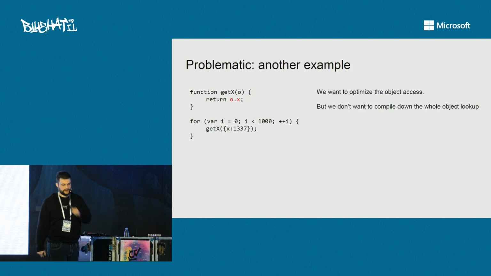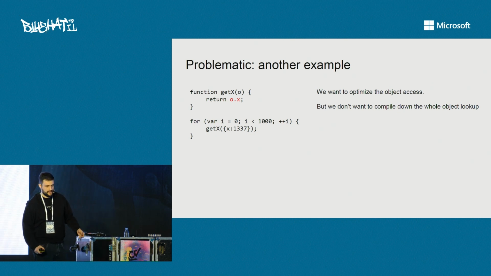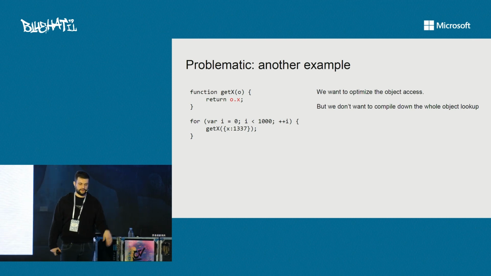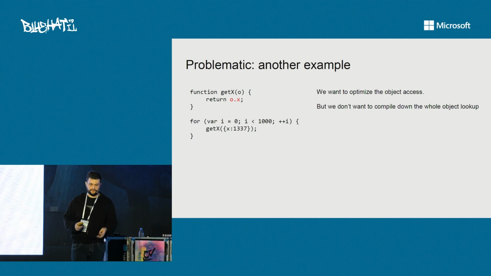So I have another example here. I have a function called getX. Pretty simple. It takes one parameter and returns property x on the thing. So more than likely, if you have this function, you expect to only give it an object. And here, I call it in a loop repeatedly with a scalar object, which only has property x. And the key here is I only call it with the same scalar object every time. So the thing will have the same layout in memory.